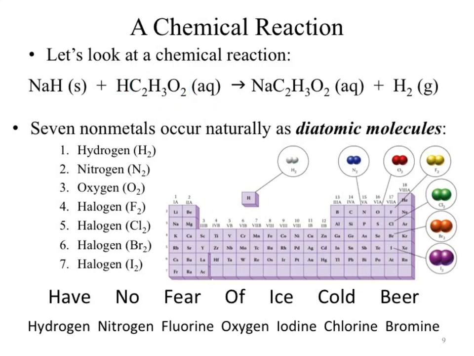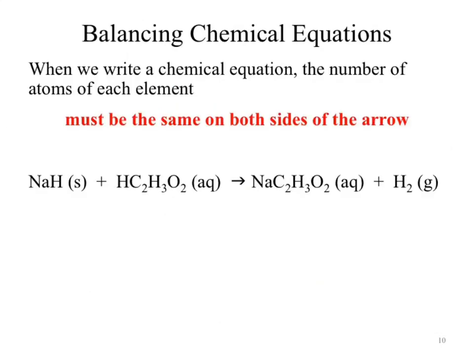Let's bring in some numbers. Balancing chemical equations. When we write out a chemical equation, the number of atoms of each element on each side of the reaction must be the same. Why? Not a bad guess, but no, not resonance. We cannot create or destroy matter, which means if I start with one sodium, I had better end with one sodium.